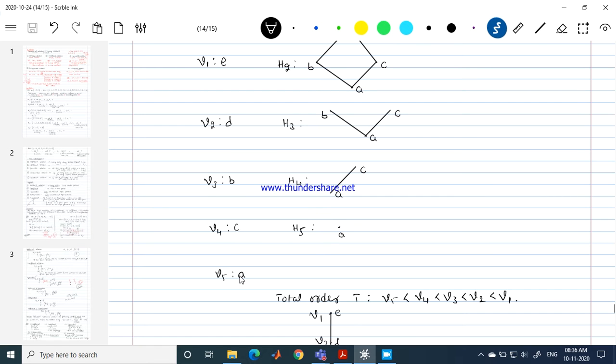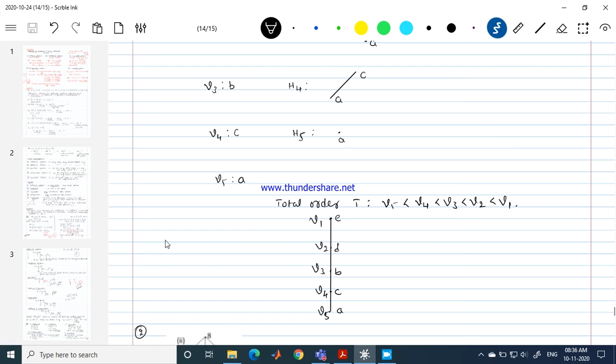Now the total order relation is given by what? V5, the vertex which is deleted at the end, should be at the bottom level, and the vertex which is deleted in the beginning should be at the top. So this less-than just represents the order in which we are supposed to place the elements in the graph. So that is what we did here. V5 is at the bottom, V1 is at the top.